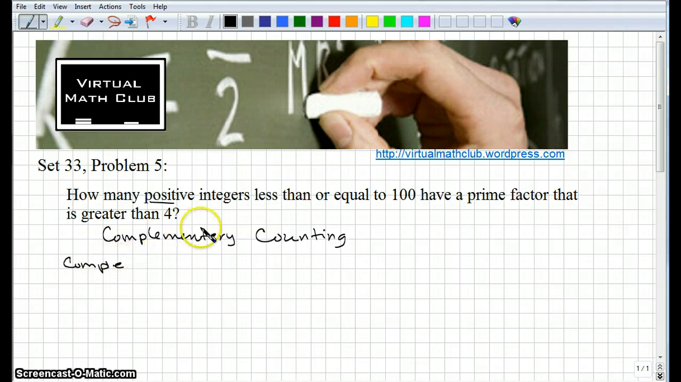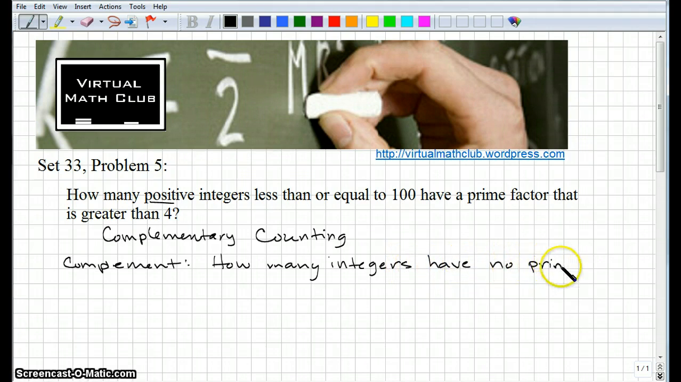So what is the complement of what we're looking for? The complement of what we're looking for is how many integers have no prime factors greater than 4? Okay, so what are we looking at?